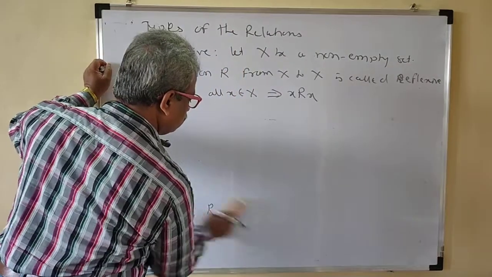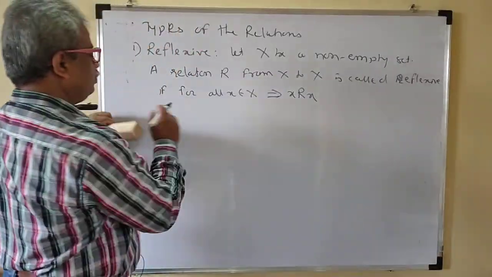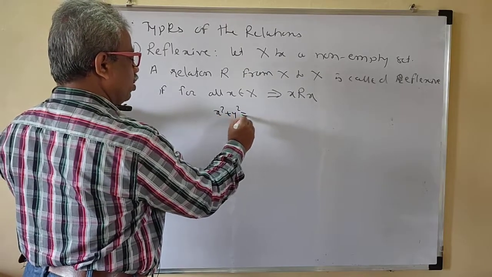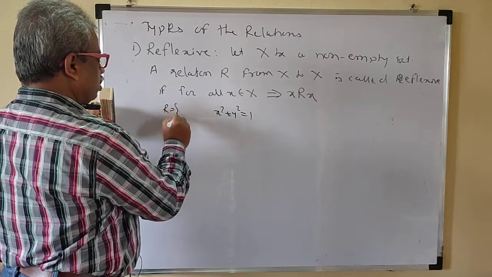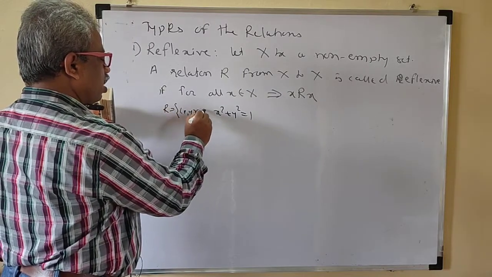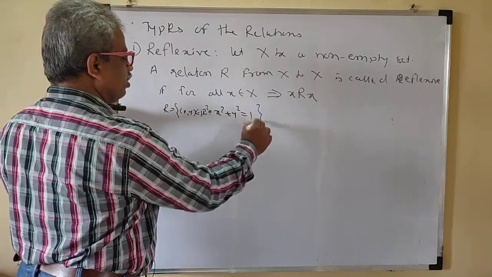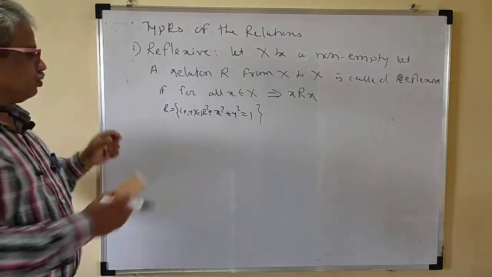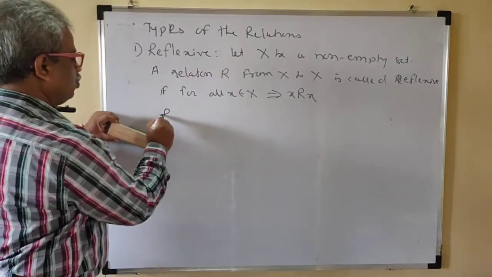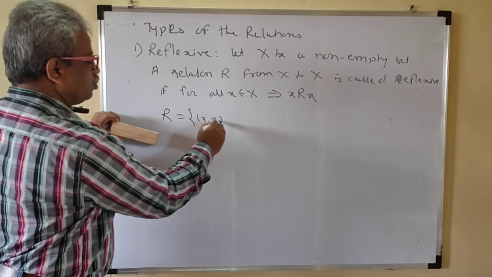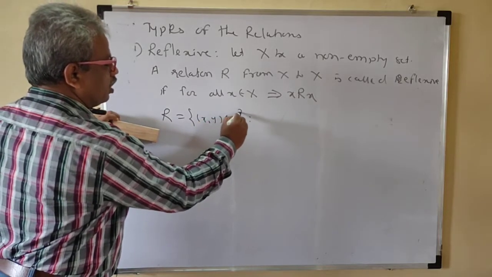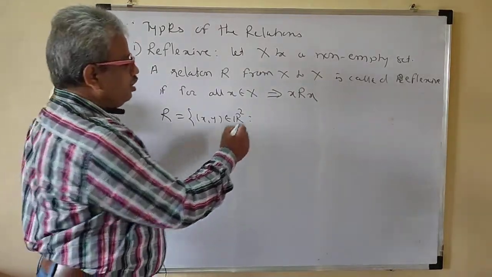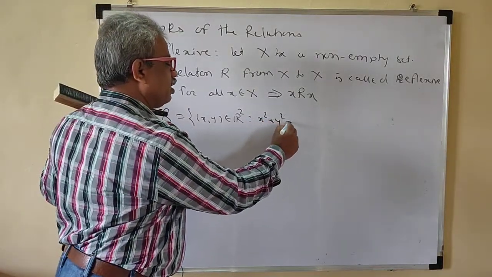Suppose I have given this relation: x square plus y square is equal to 1. So R is the set of all (x, y) belonging to R2 such that x square plus y square is equal to 1. Here (x, y) belongs to R2, that means R cross R. Suppose this R is a relation.